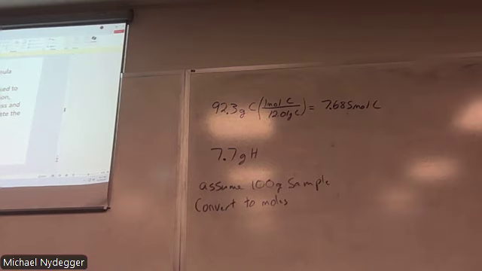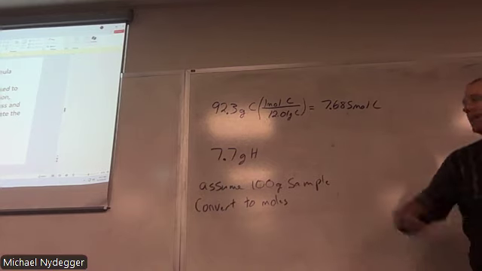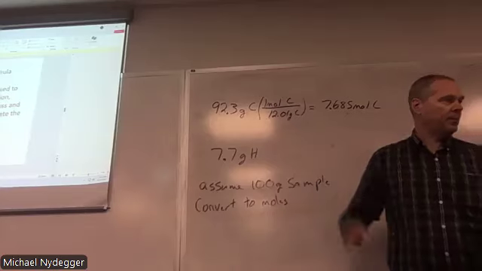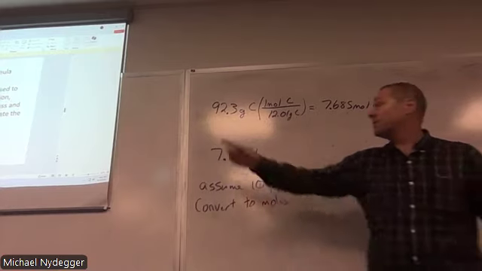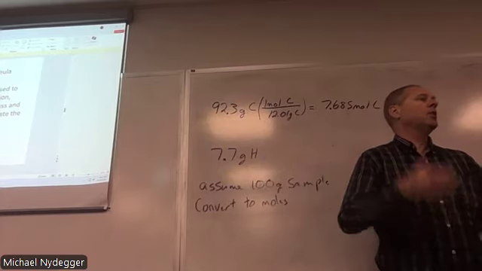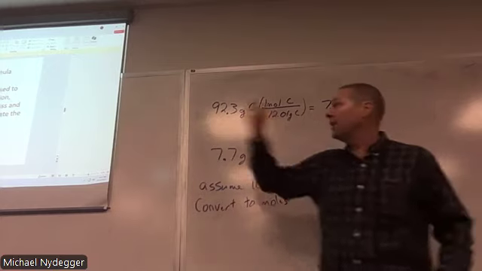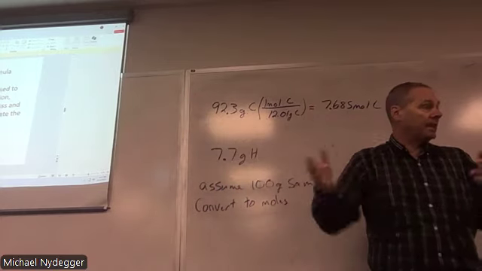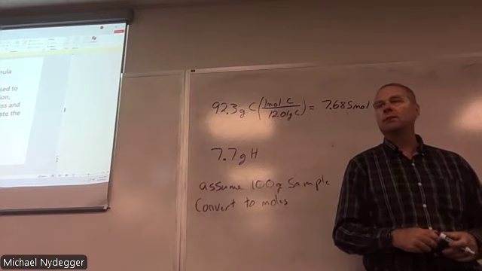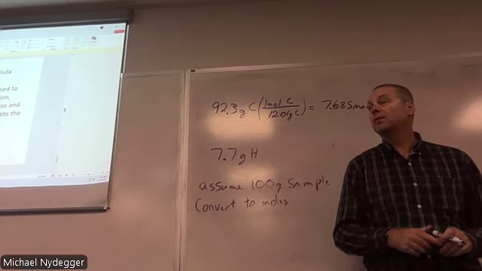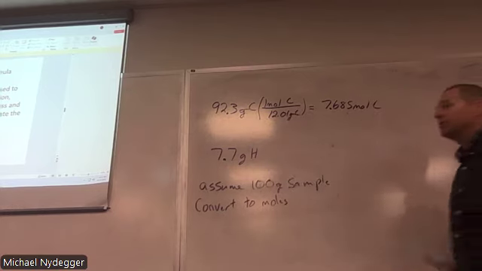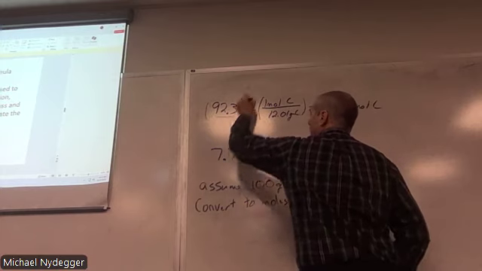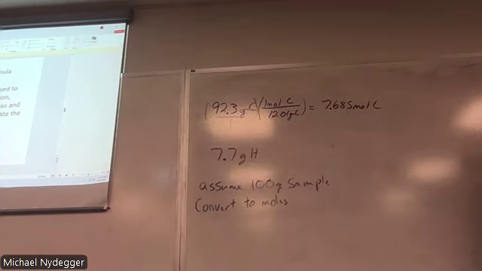You always assume that it's a 100-gram sample? Yeah, always. This is where I differ from some people. There's multiple ways of doing this. I always assume a 100-gram sample so that my percentages automatically turn into grams. So if I have a 100-gram sample, then I know 92.3 grams of that sample is carbon. So that's why I do that. You just basically cancel out the grams of carbon and then put 92.3 on top. Yes, same thing as what we did before.